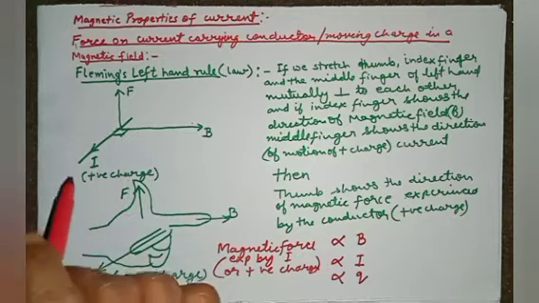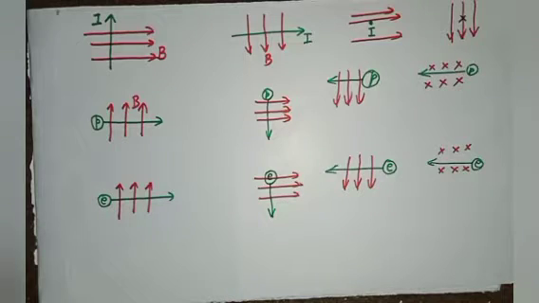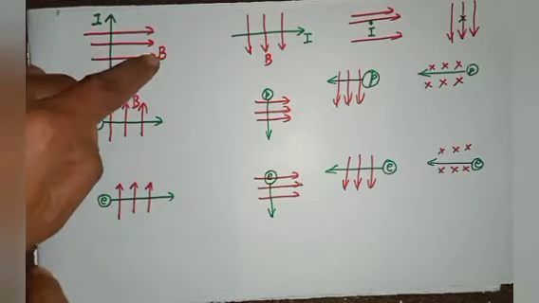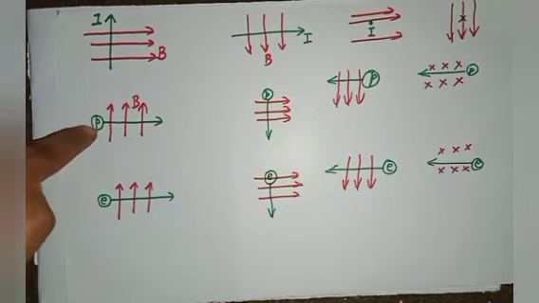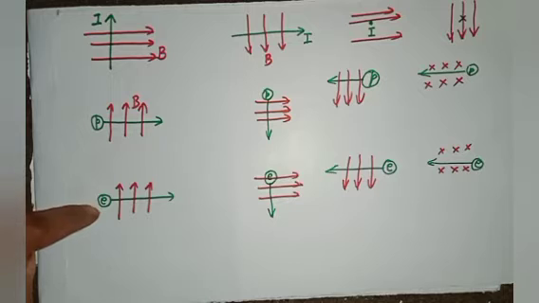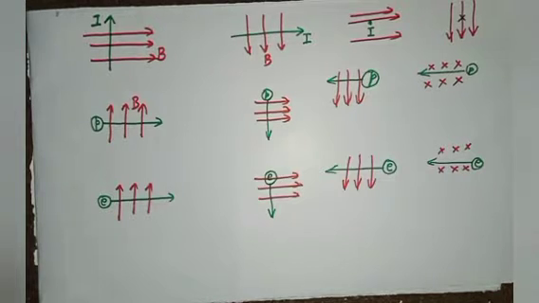For direction, we have Fleming's left hand rule. Let us suppose there are a few problems, and we have to find the direction of force in each case. I stands for current, B stands for magnetic field, and P stands for proton or any positive charge. We know that a proton carries positive charge, and E stands for electron, which carries negative charge. In the question they can write that an electron is moving, or they can also say that a negative charge is moving.